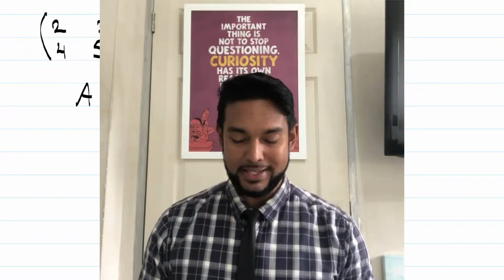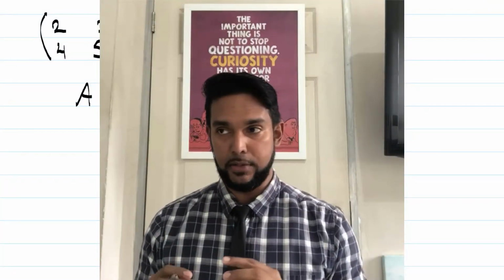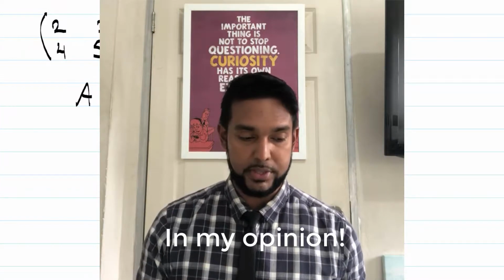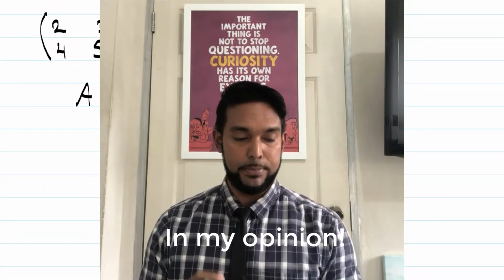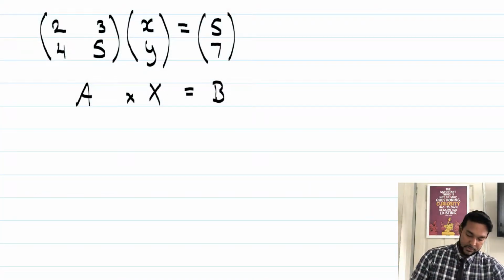So the reason that I label the matrices is because that facilitates statement making. The statements that I'm going to show here, you don't have to write all of them. There's one specifically you need to write, and I'm going to show you which one that is. But your statements show the person who is correcting your paper that you know how to solve for the unknowns. So it's actually a very simple process.